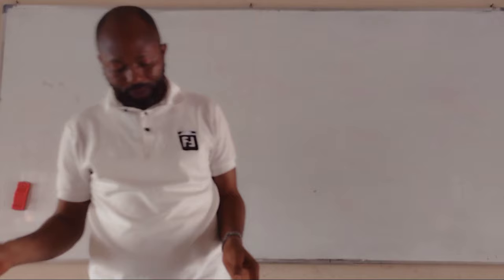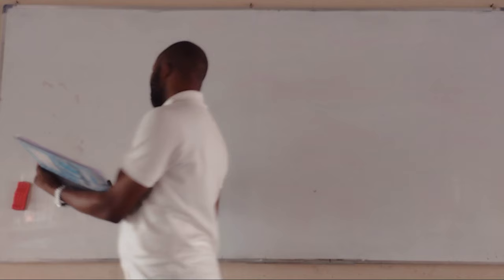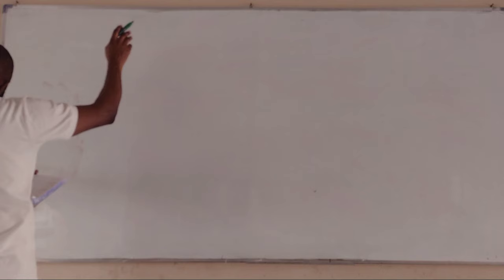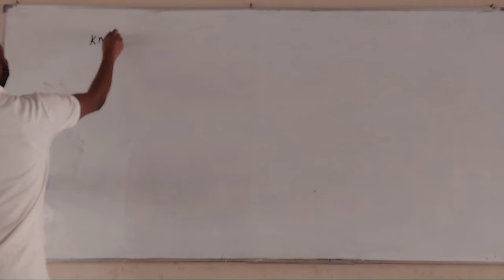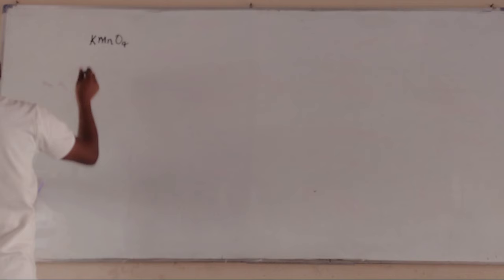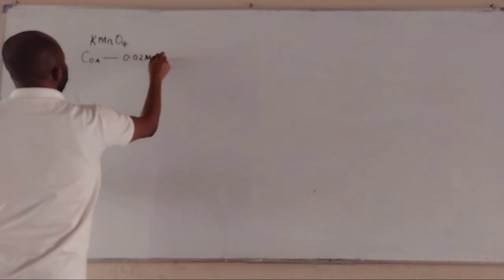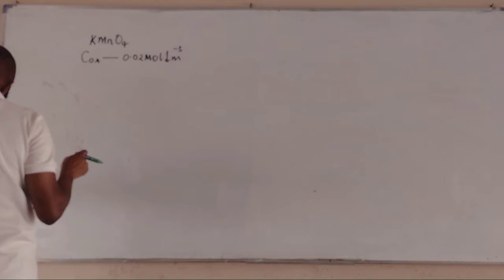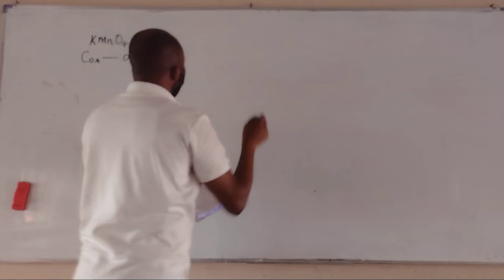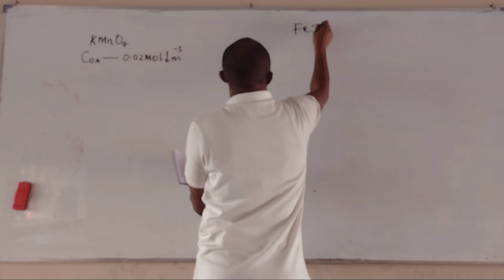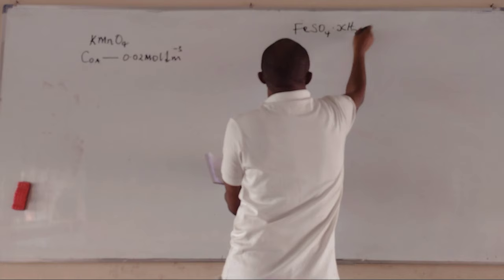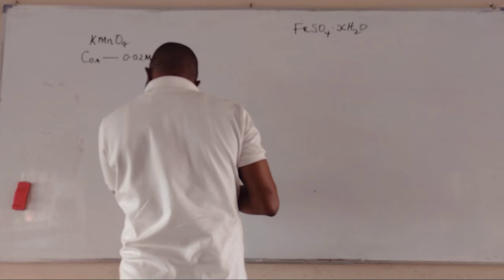Now let's state out the given. KMnO4 is A. Okay, let's just call it here. KMnO4. This is 0.02 mole per dm cube. Concentration of oxidizing agent is 0.02 mole per dm cube. Reacts with 27.52 g per dm cube of iron(II) sulfate hydrate. Okay.